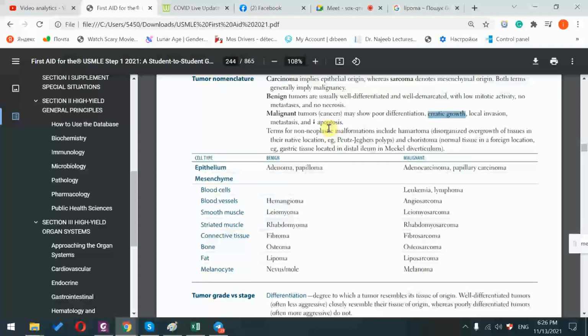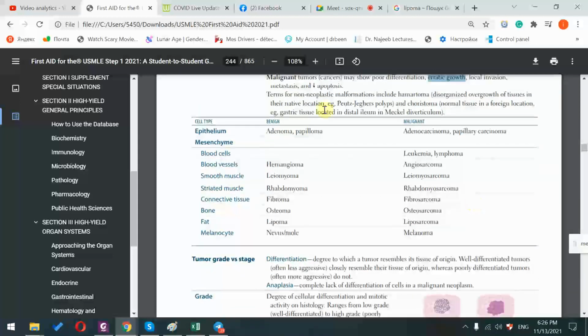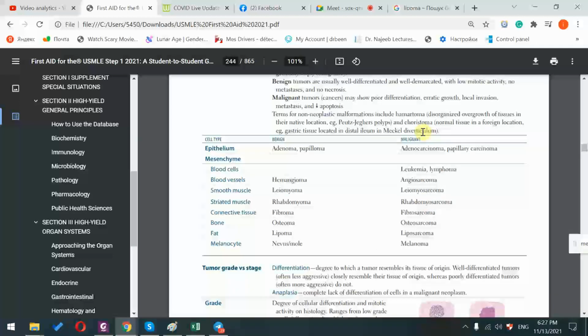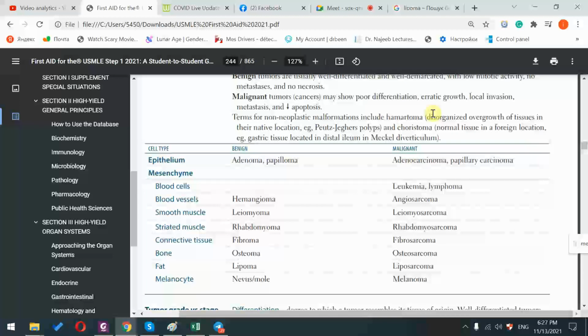So, terms for a non-neoplastic malformation include hamartoma. So guys, you need to be really focused here. Some non-tumorous overgrowths: one of them is called hamartoma and the other one is called a choristoma. They love to ask about this. So just for the next 2 seconds, focus with me, then you can take a nap. So it includes the following.